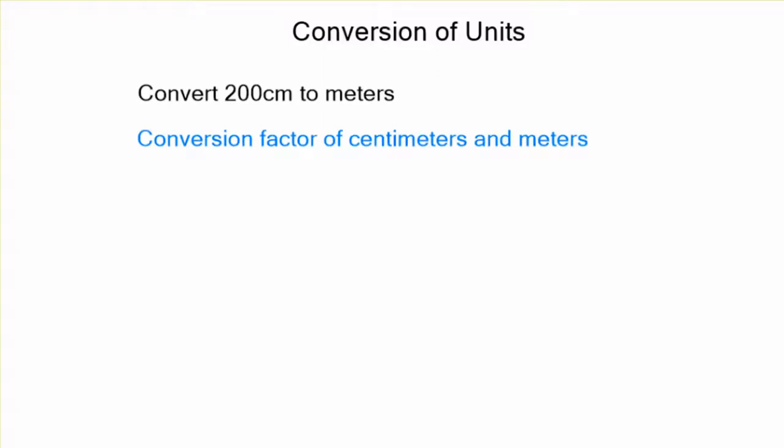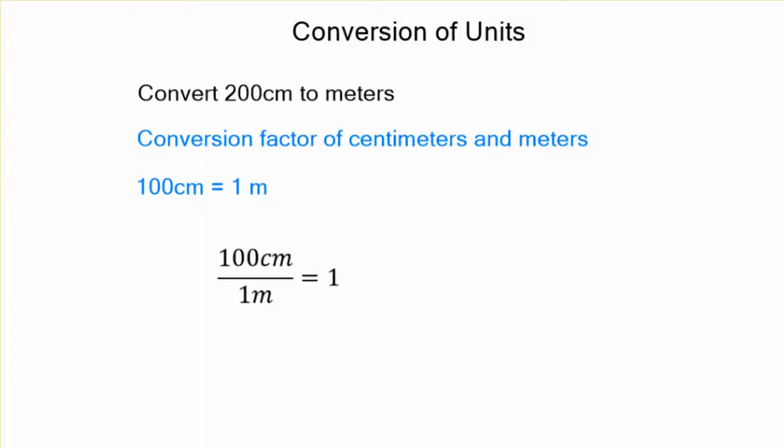Let's use that on the first example. Let's convert 200 centimeters into meters. And we're going to have to find what's called the conversion factor of centimeters and meters. Now let's remember that 100 centimeters is equal to 1 meter.